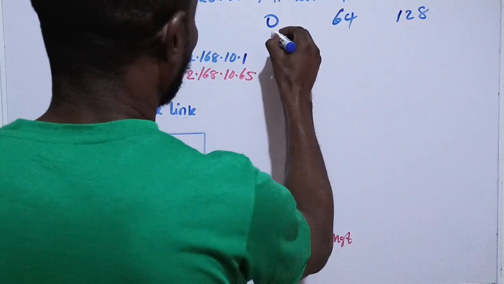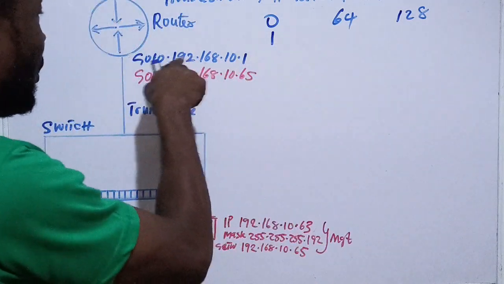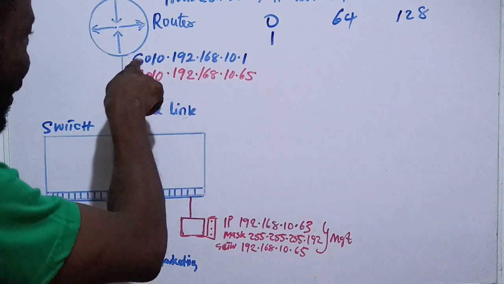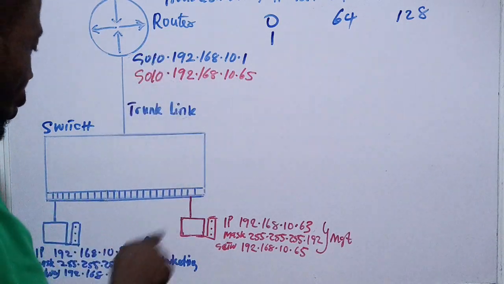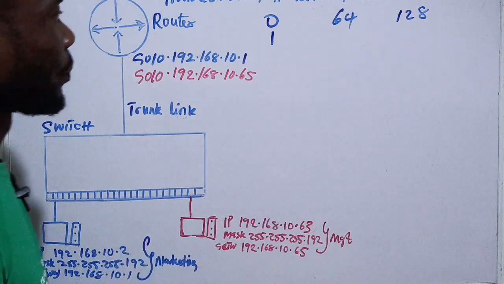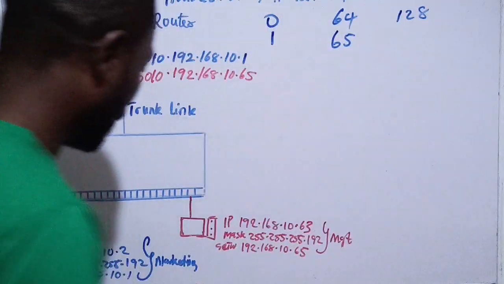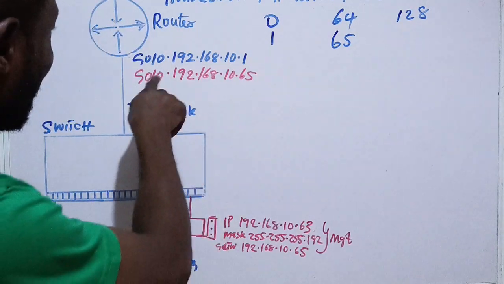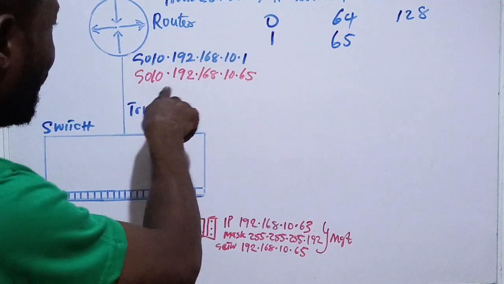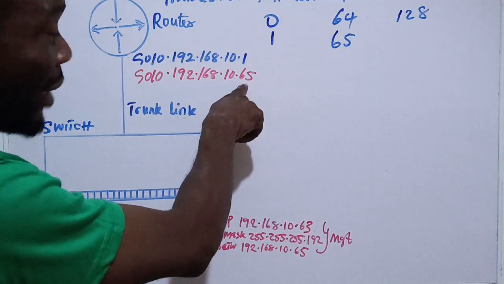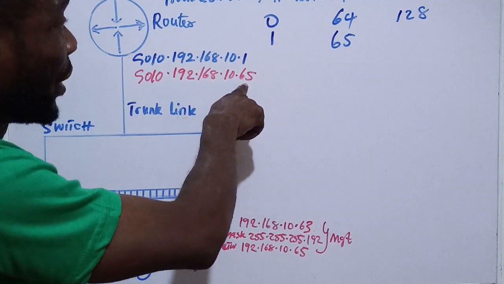So the first address here is the first LAN IP address, which is the default gateway of marketing. And the second one in this subnet is 65, which is supposed to be the default gateway of this one. You can see that the default gateway here is right.